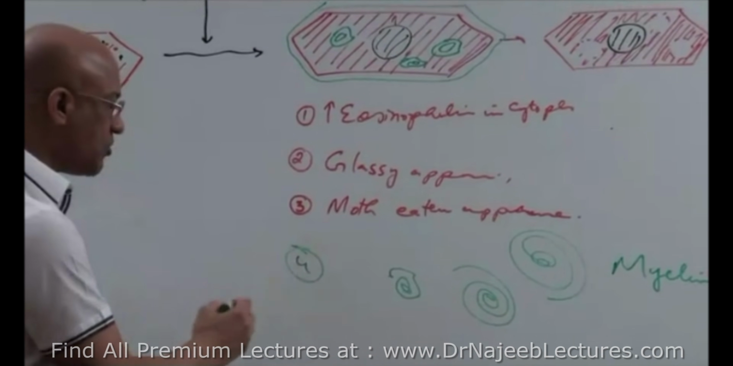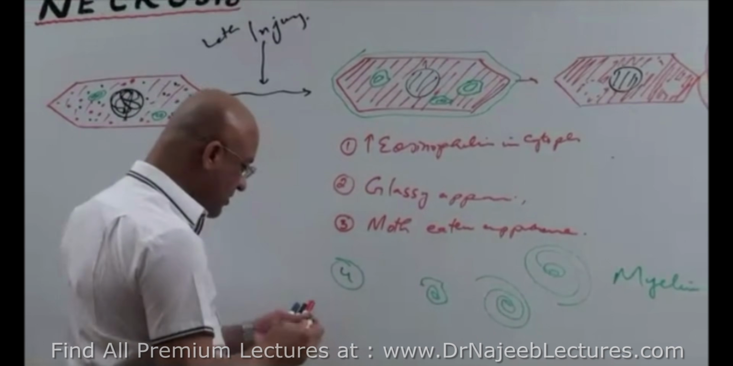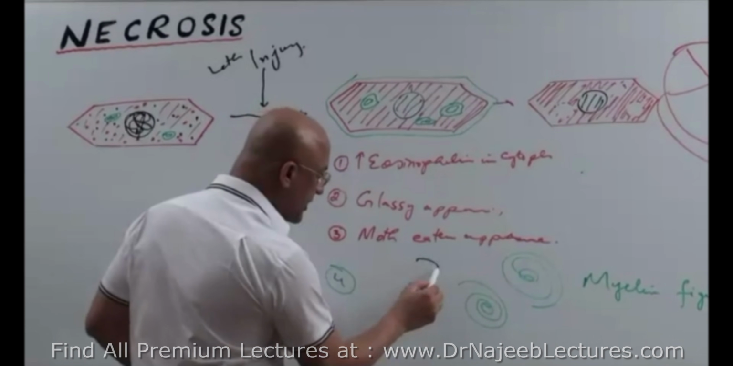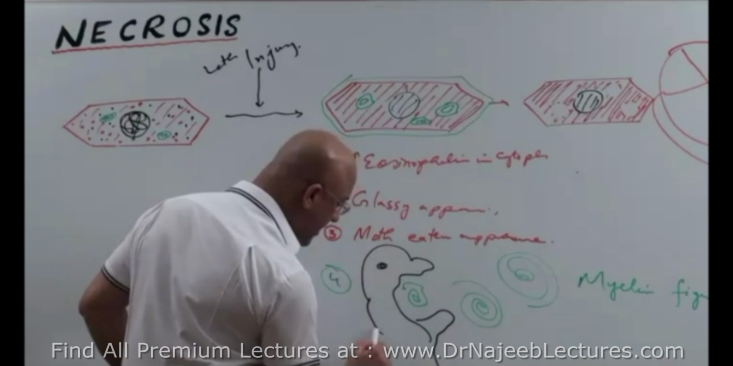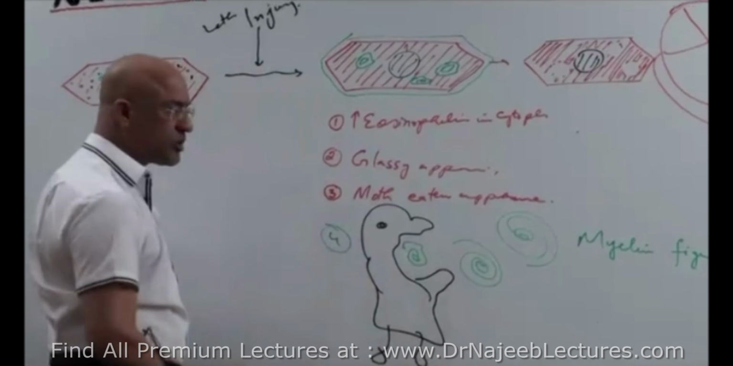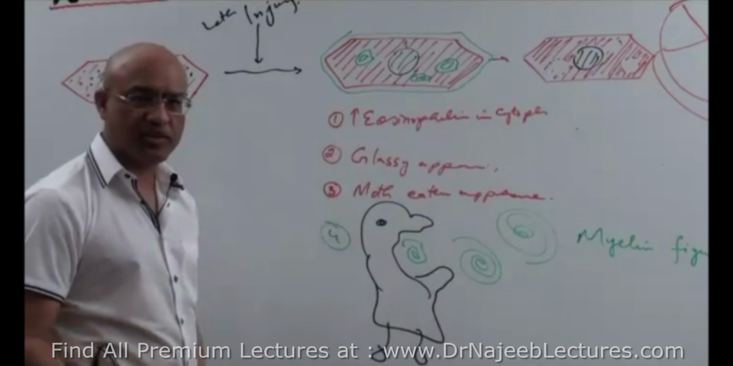Two things happen to these myelin figures. Either macrophages come and phagocytose the myelin figures and they disappear.